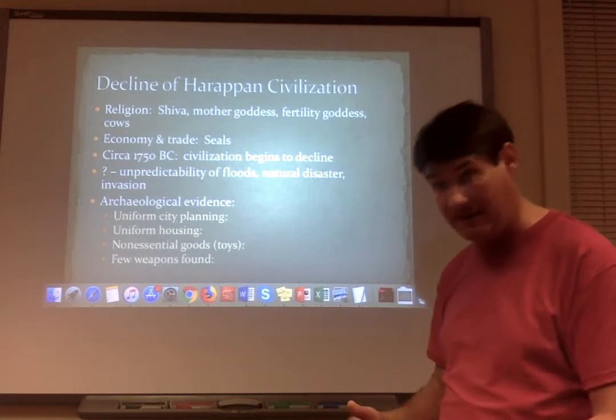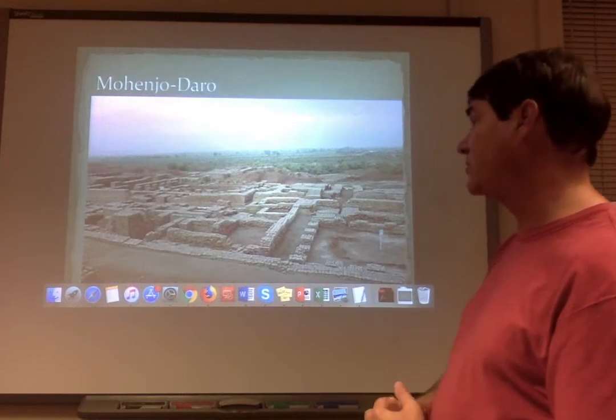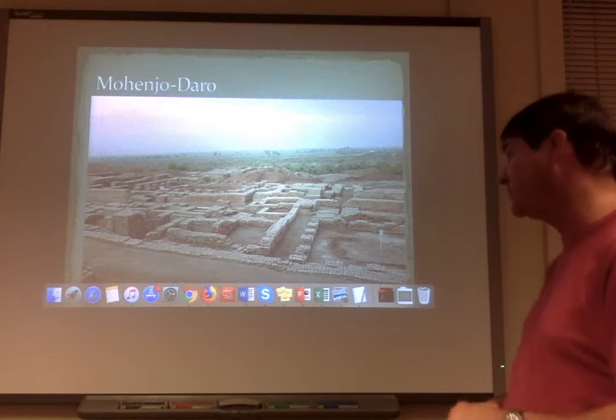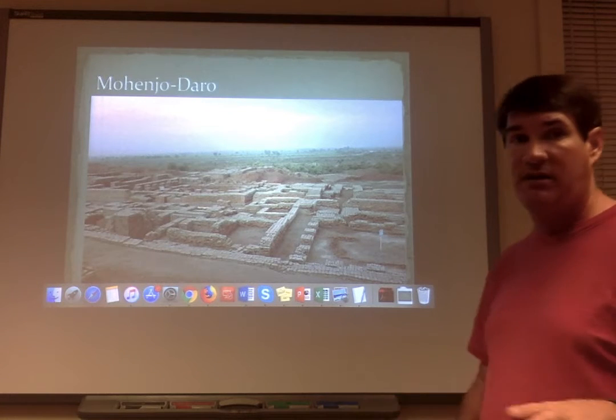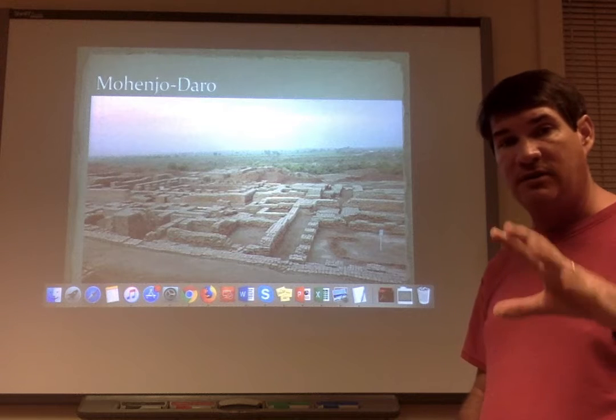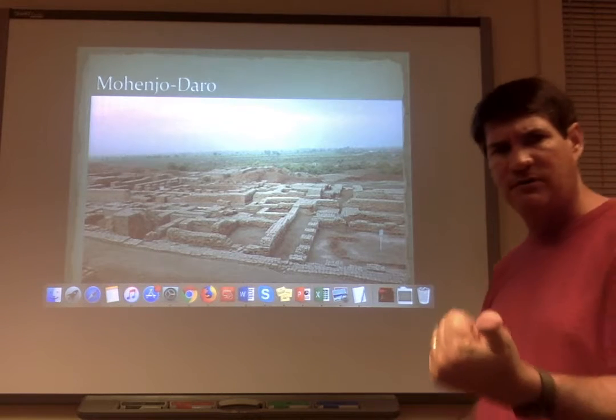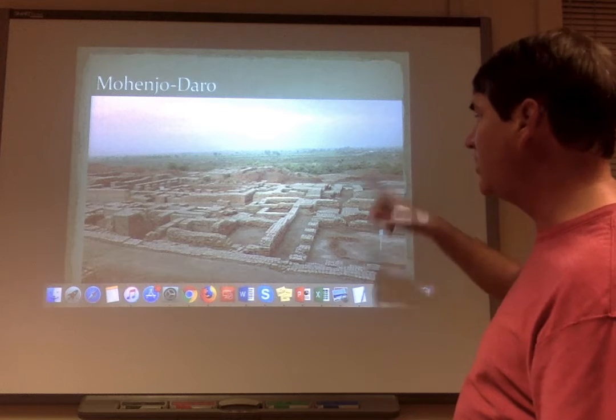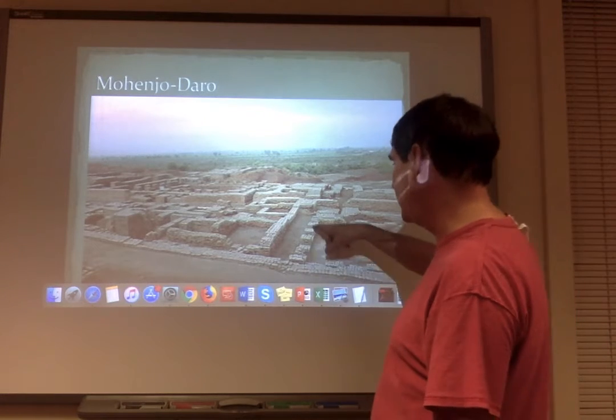Now, after that happened, let's see where I am here. Oh yeah, here's some pictures before we get ahead of ourselves. Let's look at some photos. This is one of the major cities of the Harappan civilization, and this is called Mohenjo-daro. And I think I'll put a picture of this on our quiz. This is another area of the city. Take a look at the houses.